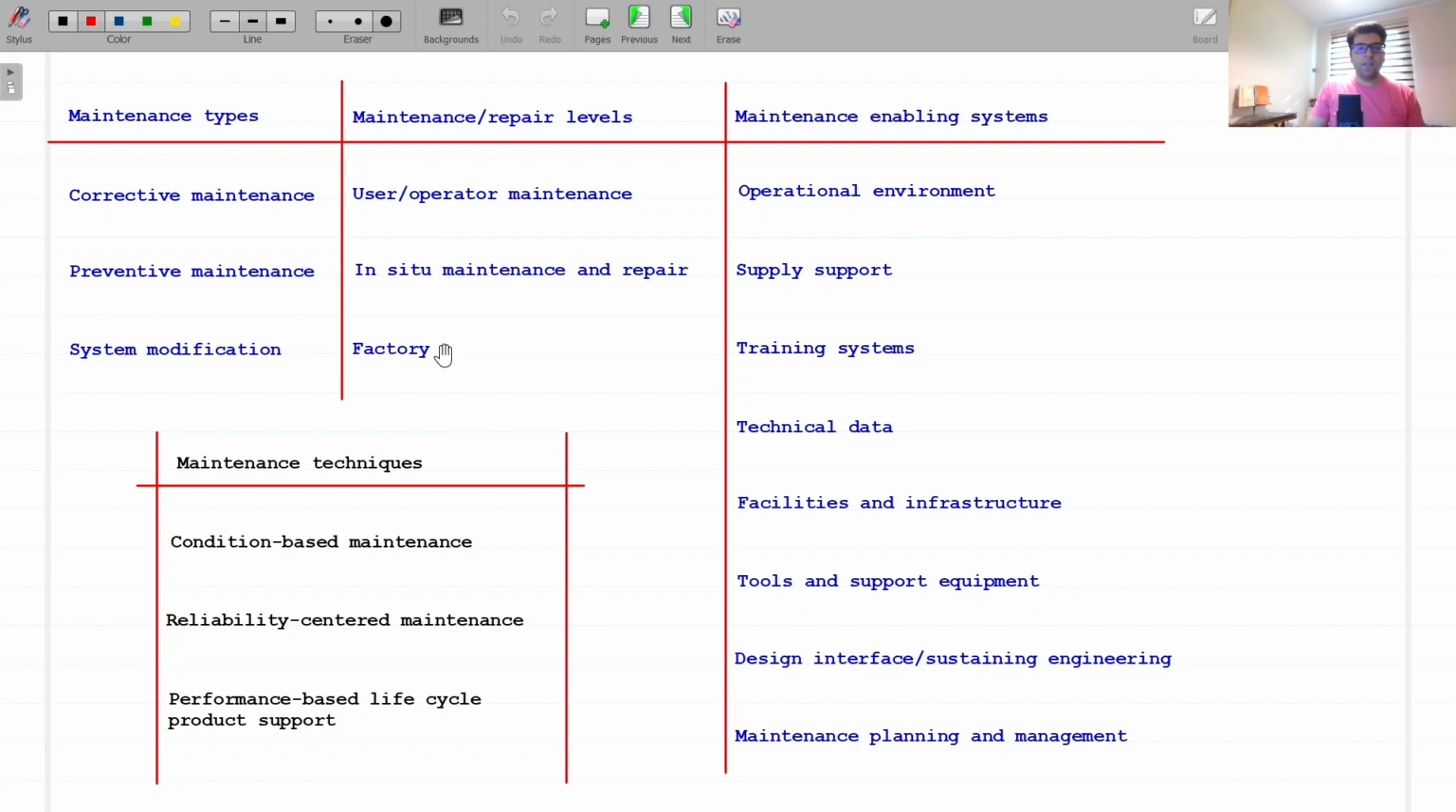Factory maintenance, repair, and overhaul, sometimes referred to as depot maintenance. Major maintenance tasks that require advanced maintenance skills and special tooling or equipment not available at the operational location. The maintenance process includes other enabling systems that need to be considered that can be different from other processes. The following amplifies on these.